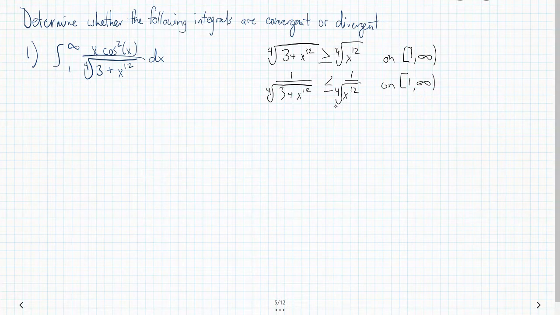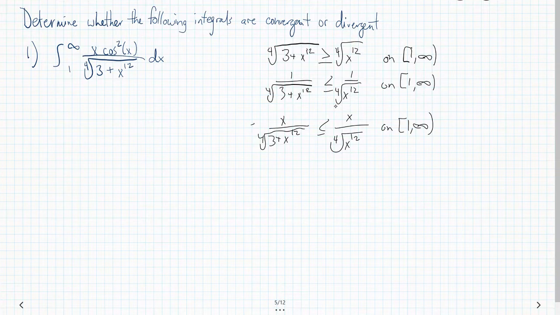Now let's toss an x up top. So you have x, and then the 4th root of 3 plus x to the 12th, and that's less than or equal to x over the 4th root of x to the 12th. That holds on 1 to infinity.